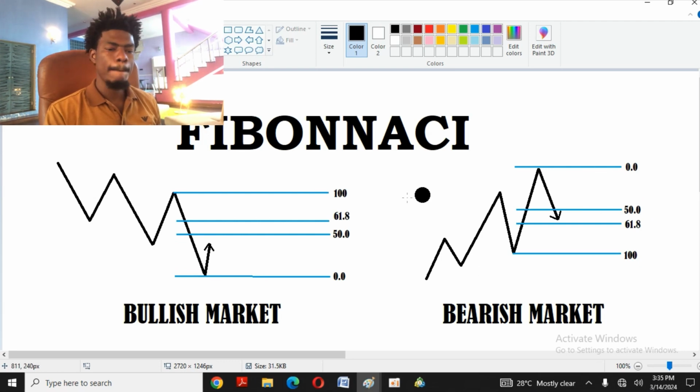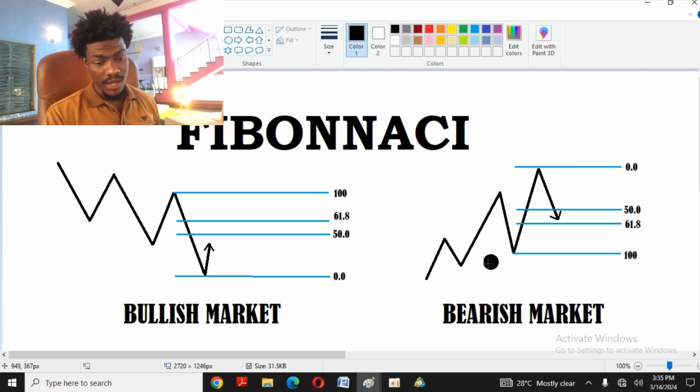I made a mistake. I didn't see it before now, so just forgive that mistake. So this is a bearish market, all right? In a bearish market, we have lower lows and lower highs. This is the lower low, this is the lower high, lower low, lower high, lower low, all right?